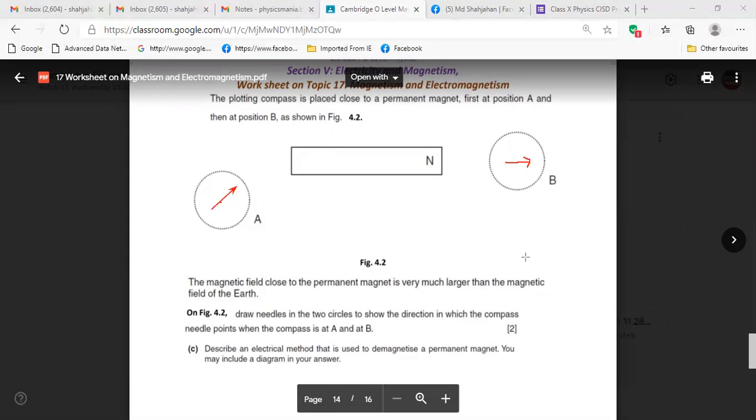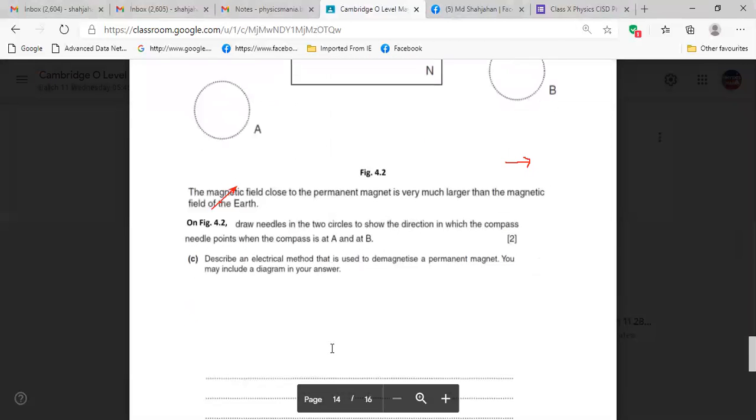Describe an electrical method that is used to demagnetize a permanent magnet. You may include a diagram in your answer. So how many methods did you get? Three. What are the three? Hammering, heating, and passing an AC current. They are saying demagnetize, right? So which one will you use for demagnetizing? The AC one will be better, right? Yes, sir. So you can draw or you can give the description you got.